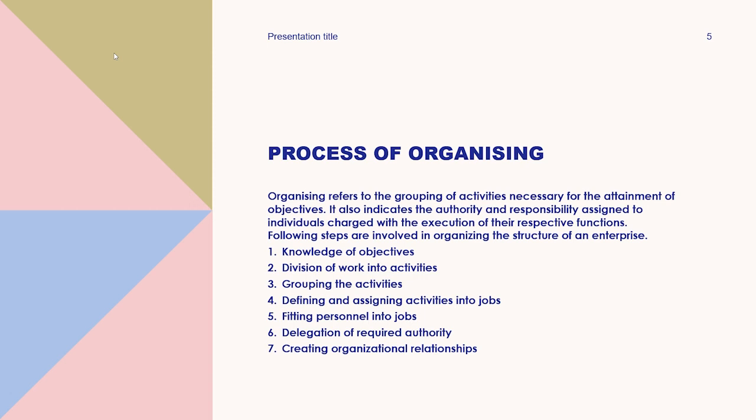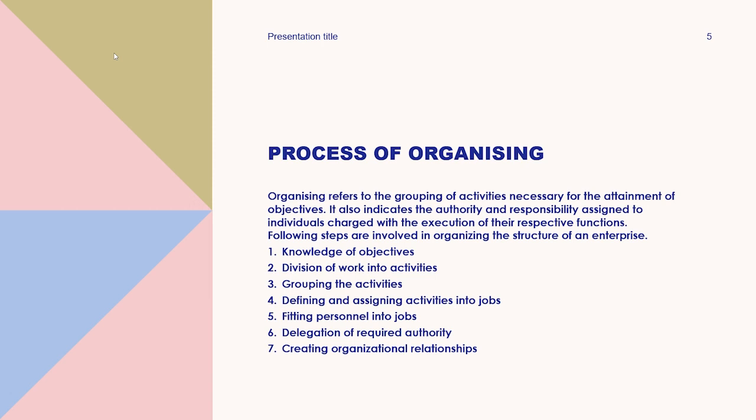Third step is grouping the activities. The next step is to group the various activities into practical units based on similarity and importance, as well as to indicate the person who would do the work. Similar activities should be grouped together under one heading. For instance, purchasing, machining, assembling may be placed together under manufacturing.